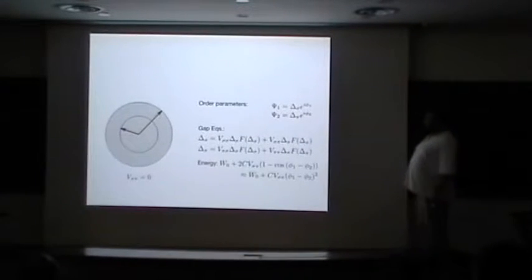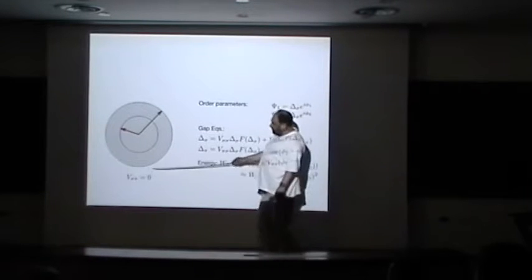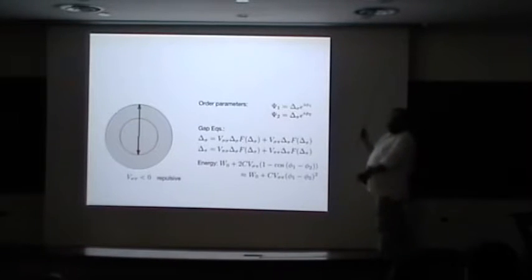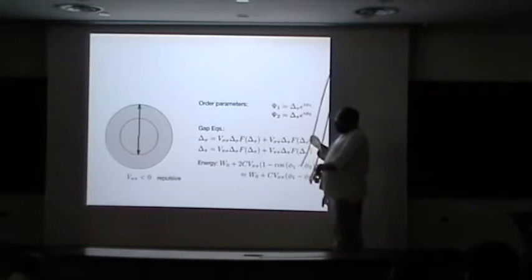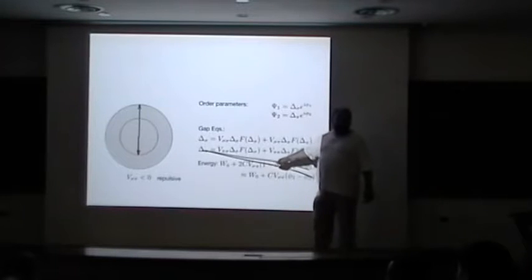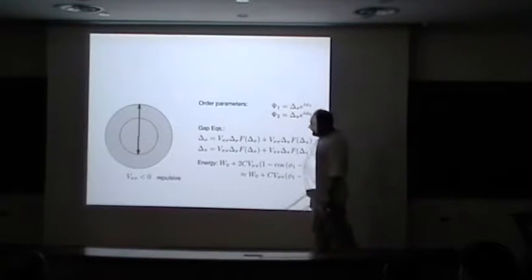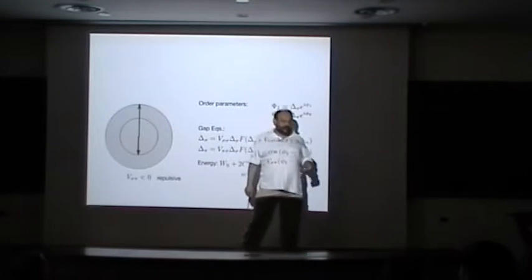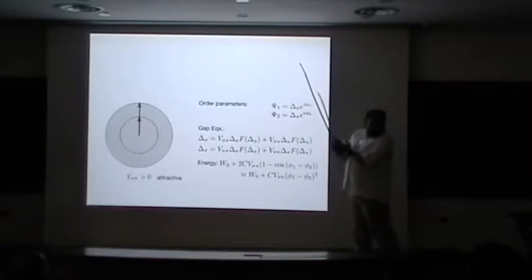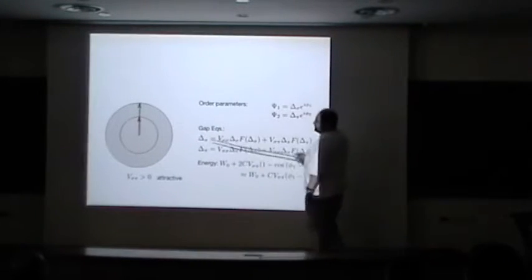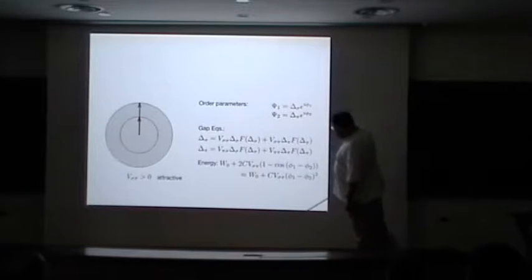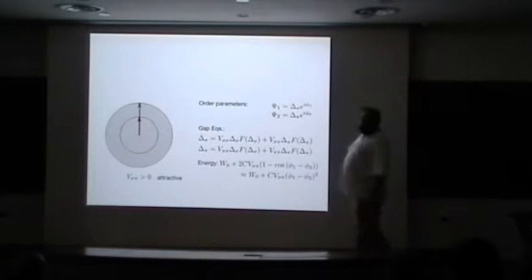However, if there is a coupling turned on, depending on the sign of this coupling, the order parameter is still anti-aligned. That means delta sigma and delta pi will have an opposite sign. Or if the interaction is attractive, then they will align. They will try to get aligned with each other. Right? So there's a restoring force that is trying to align these two phases of the order parameter.